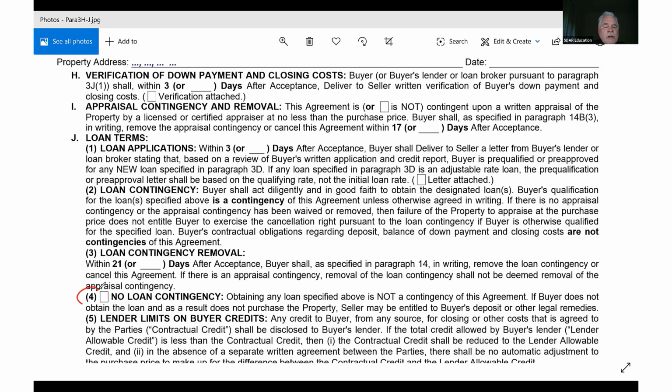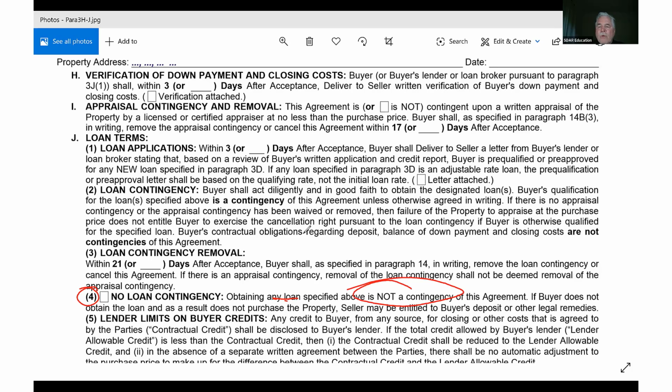Okay, no loan contingency. This is what we talked about earlier. This is not an all cash offer. No loan contingency says, I got to get a loan, but I'm willing to make it not a contingency of the agreement.